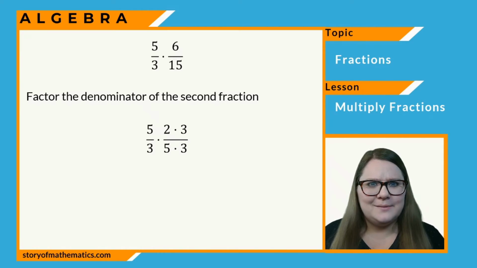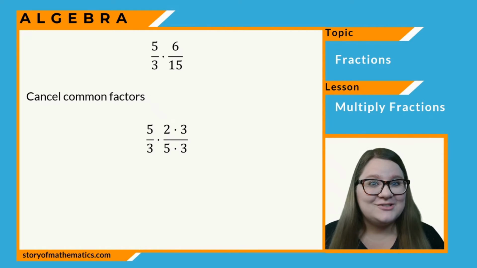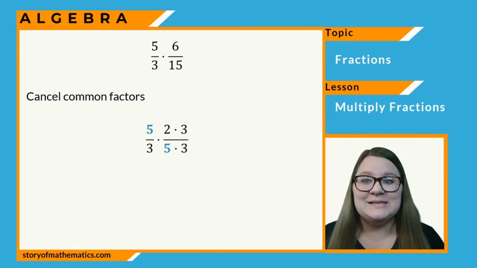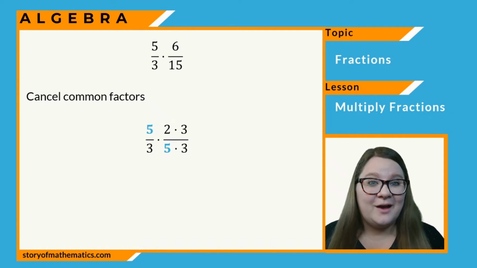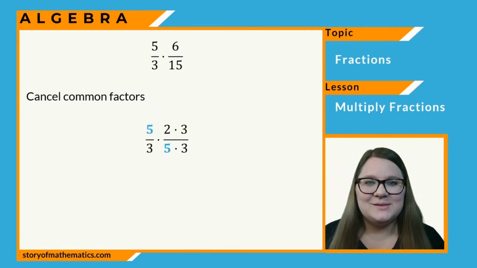Now that I've factored these completely, I'll be able to cancel common factors. The first factor that I recognize that matches is the 5s. There's a 5 on the top of the first fraction and the bottom of the second fraction. So I can cancel those out, and 5 divided by 5 is 1. So they both become 1s.